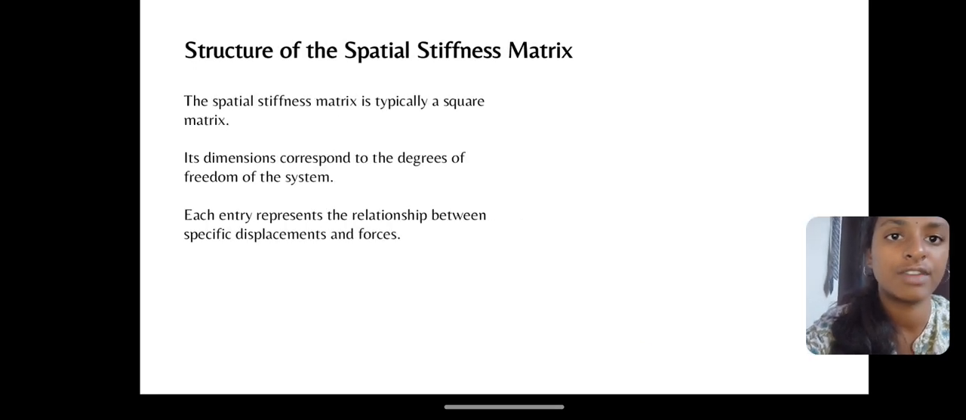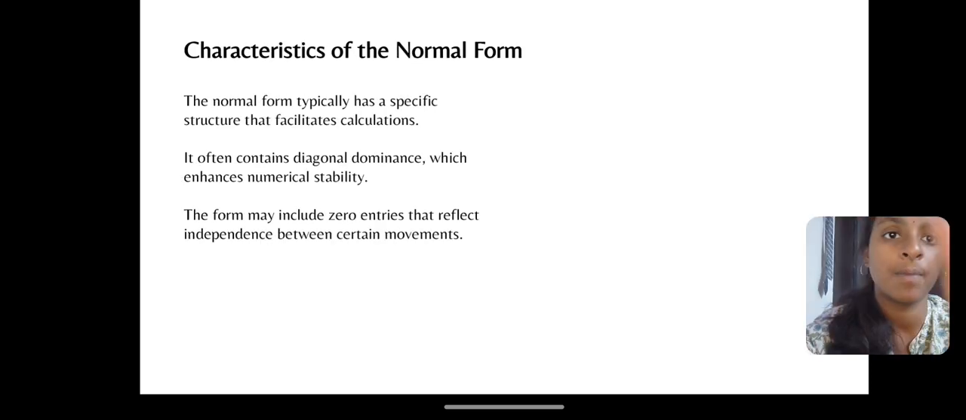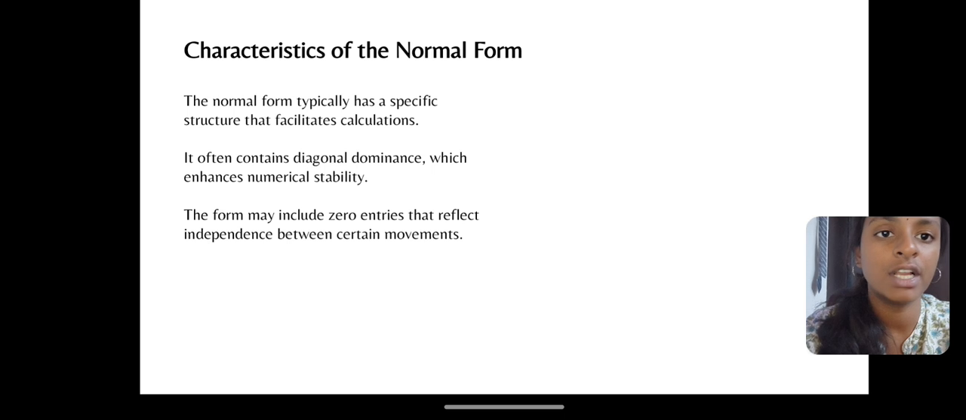Structure of spatial stiffness matrix. The spatial stiffness matrix is typically a square matrix. Its dimensions correspond to the degrees of freedom of the system. Each entry represents the relationship between specific displacements and forces. Characteristics of normal form. The normal form typically has a specific structure that facilitates calculations. It often contains diagonal dominance, which enhances numerical stability. The form may include zero entries that reflect independence between certain movements.